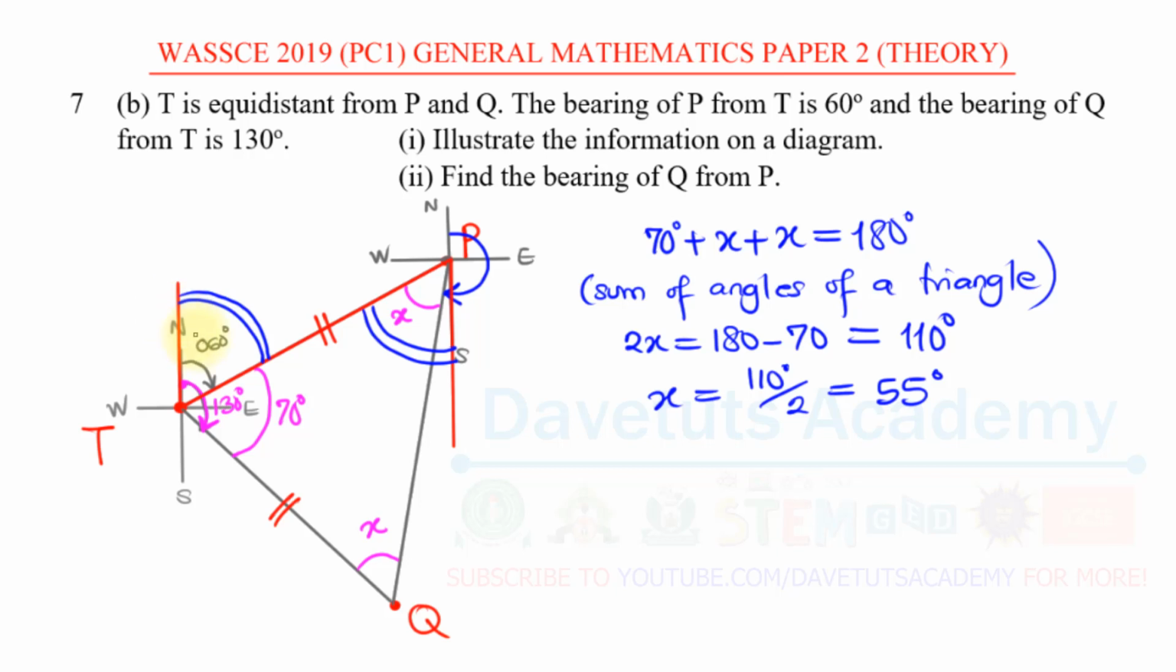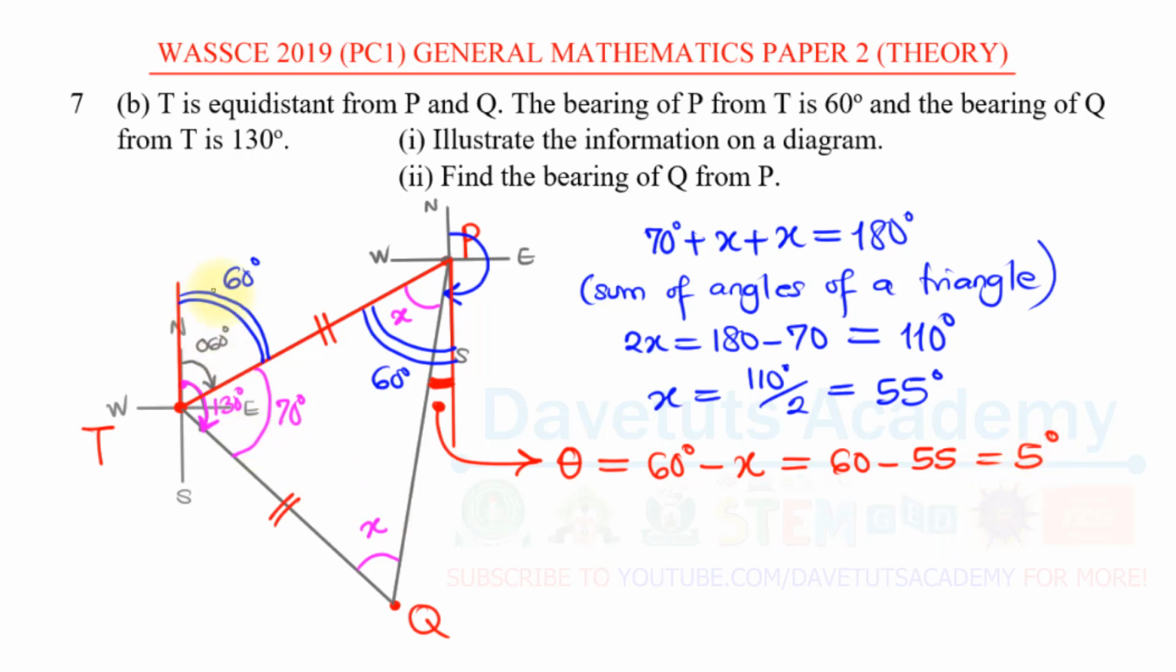Now this is angle 60, and this particular angle here is also going to be 60. This is 60 degrees. Also know that this is 60 degrees. That means this small angle here, let me call it angle theta, is going to be 60 degrees minus x, and that is 60 minus 55, and that is equal to 5 degrees.